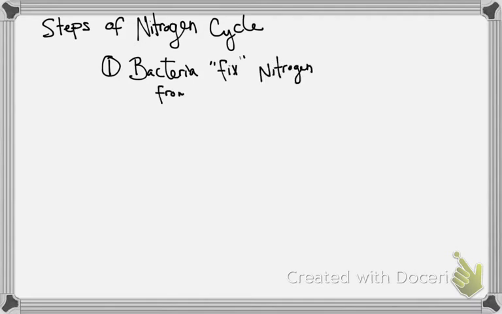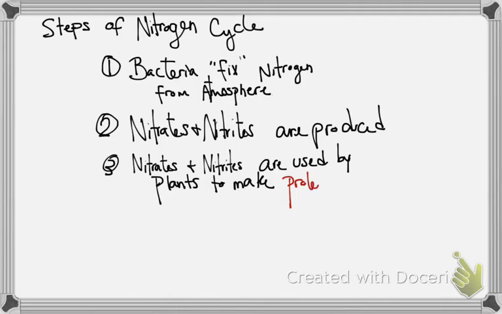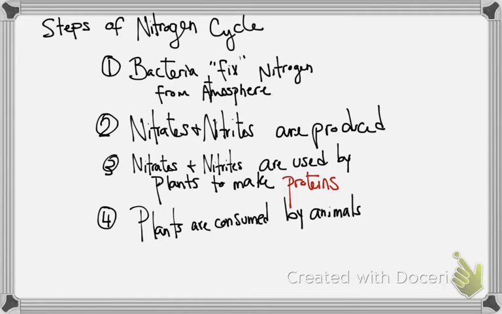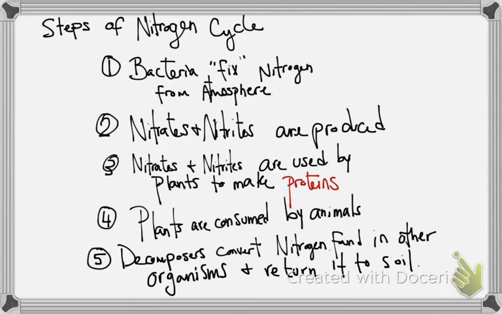Alright, so here are the basic steps of the nitrogen cycle that I just want you to outline in your notes very briefly and quickly. The first step is bacteria have to fix the nitrogen from the atmosphere. The second is that now we have nitrates, and those are produced by these bacteria and then are used by the plants to make proteins. Plants are then consumed by an animal, and the byproducts or the waste is then decomposed, converted into nitrogen, and returned to the soil. So this is a very simple step of the nitrogen cycle.